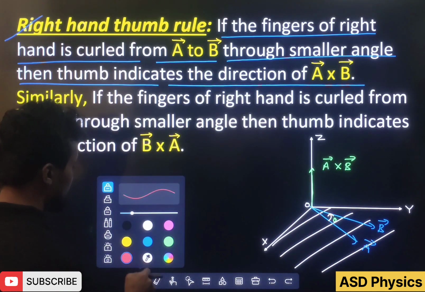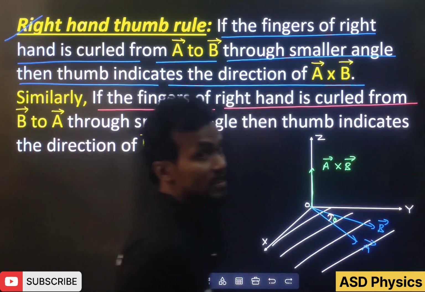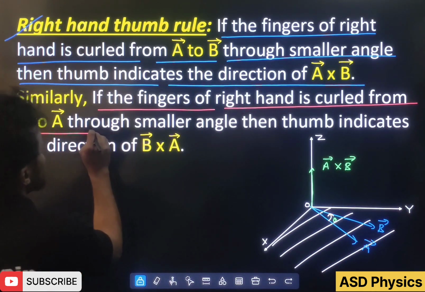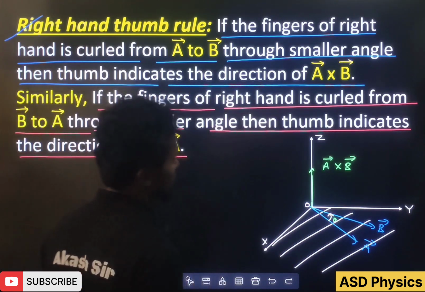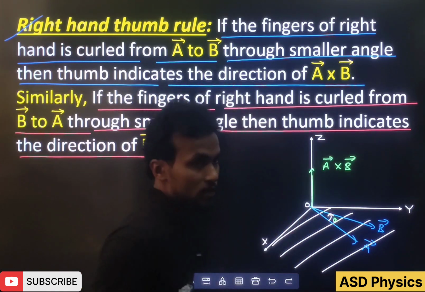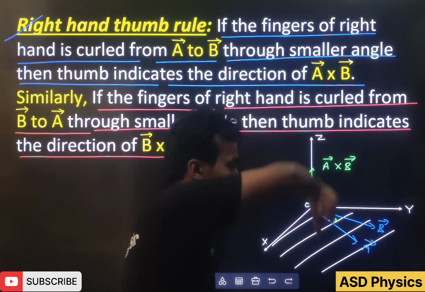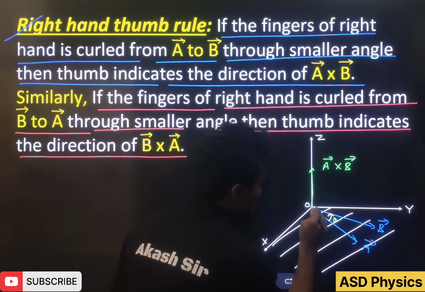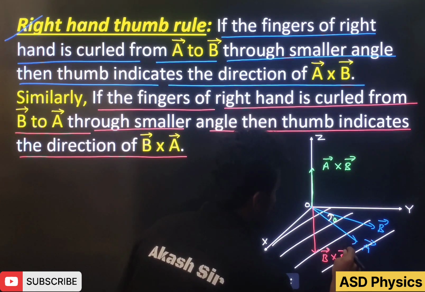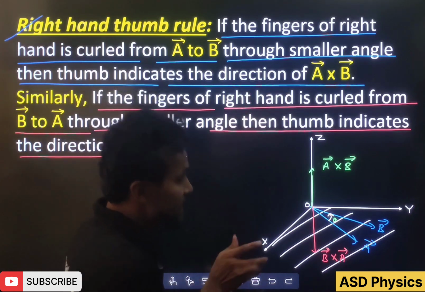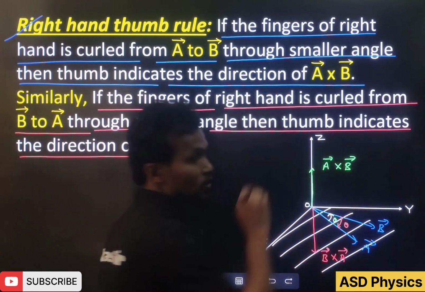Okay, similarly, next one if you see now. See, similarly, if the fingers of the right hand are curled from B to A through a smaller angle, then the thumb indicates the direction of B cross A. A cross B is coming upward. No? This is A, this is B. Now B to A means like this. B to A. The thumb is going in which direction? Downward direction. That means along the negative Z direction. This is given by B cross A. Okay. A cross B upward, A to B. B cross A is on this side, in the reverse direction, like this. Theta. Okay. B cross A.